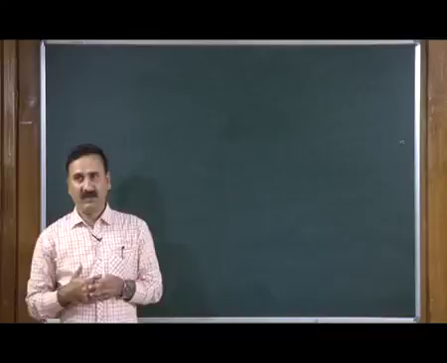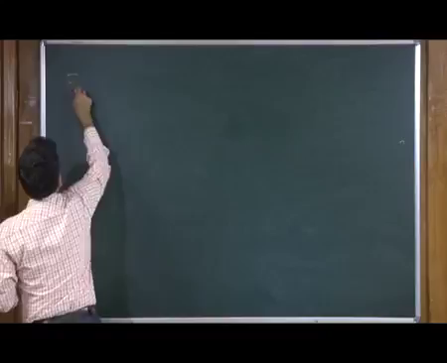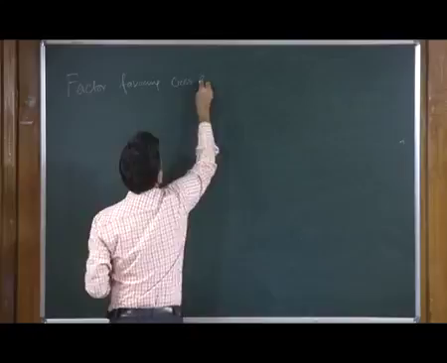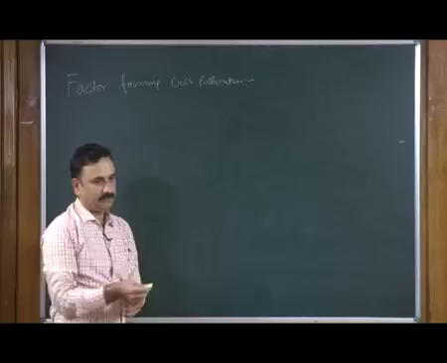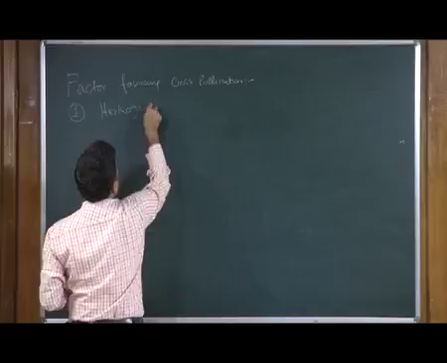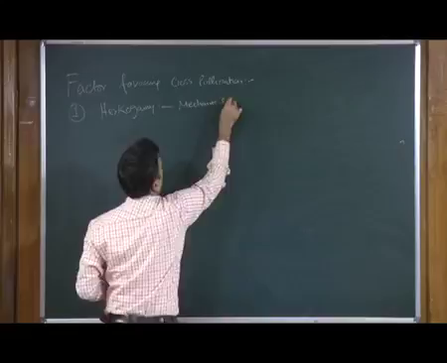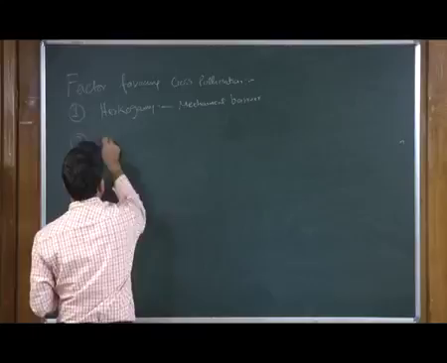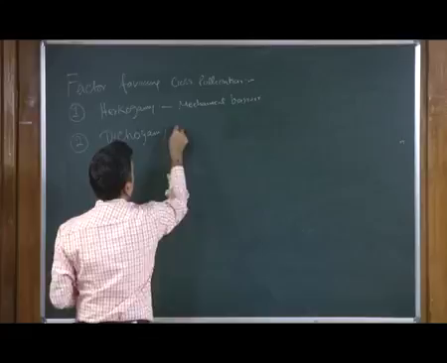Now the second factor. We are discussing the factors favoring cross pollination. We have already discussed hercogamy, which means a mechanical barrier. Now we will discuss the second point, and that is called dichogamy. So what is meant by dichogamy?